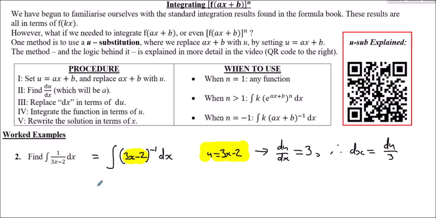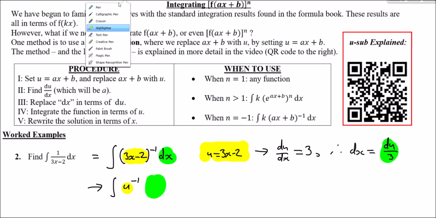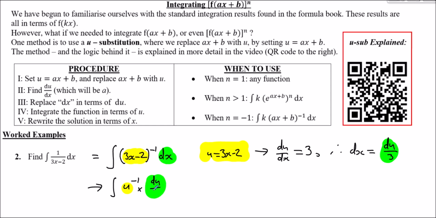So this integral is now going to become, of course, 3x minus 2, which I'm calling u, so that's u to the power minus 1. And then dx is going to be replaced with du over 3. So over 3 is obviously just 1/3. So take the 1/3 to the outside.